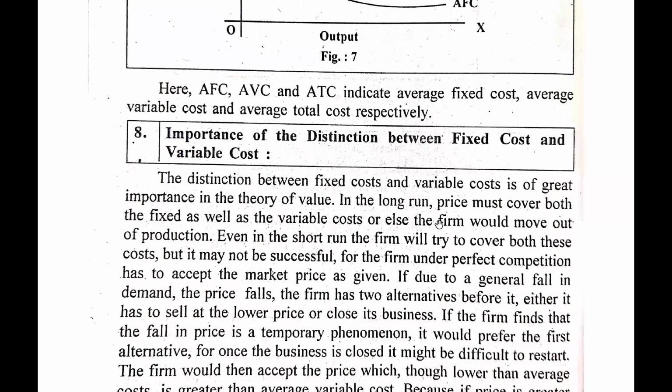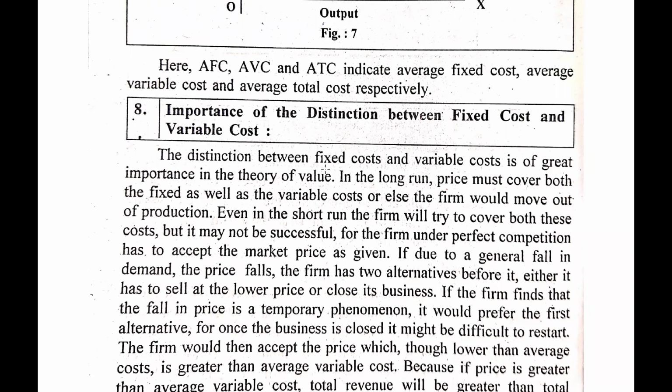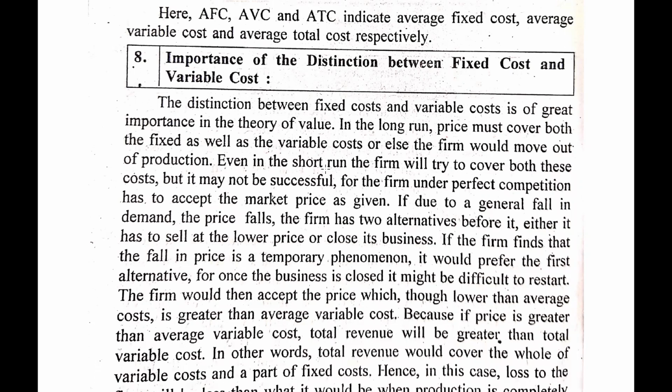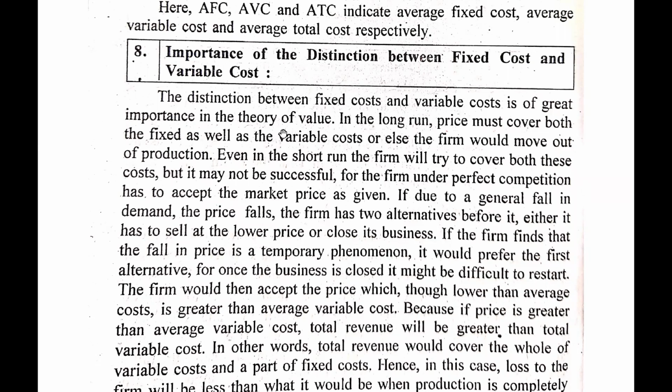Now guys, we will see point number 8, importance of the distinctions between fixed cost and variable cost. So what is the distinction between fixed cost and variable cost? Let's read what is written here. The distinction between fixed cost and variable cost is of great importance in the theory of value. In the long run, price must cover both fixed cost as well as variable cost, or else the firm would move out of production.